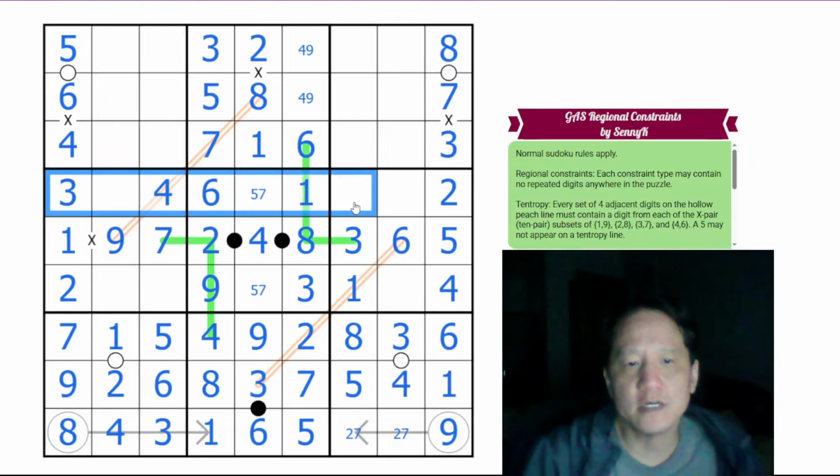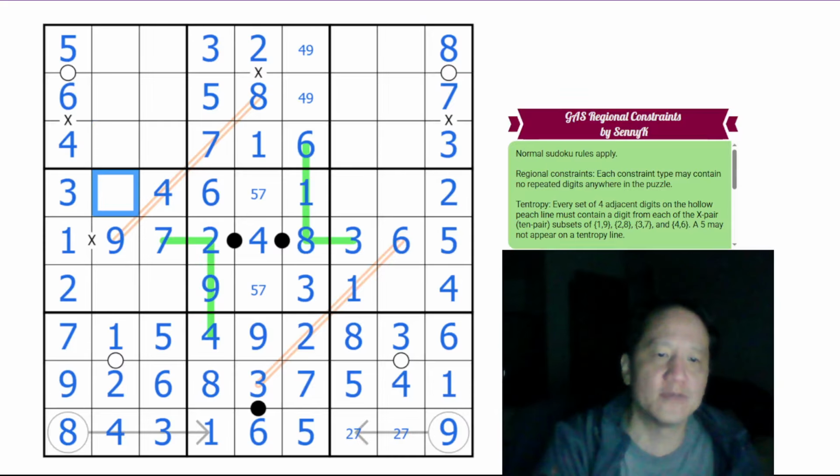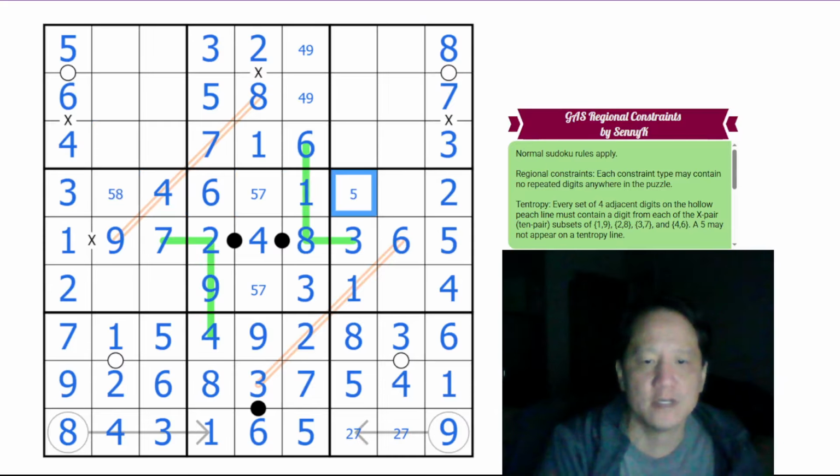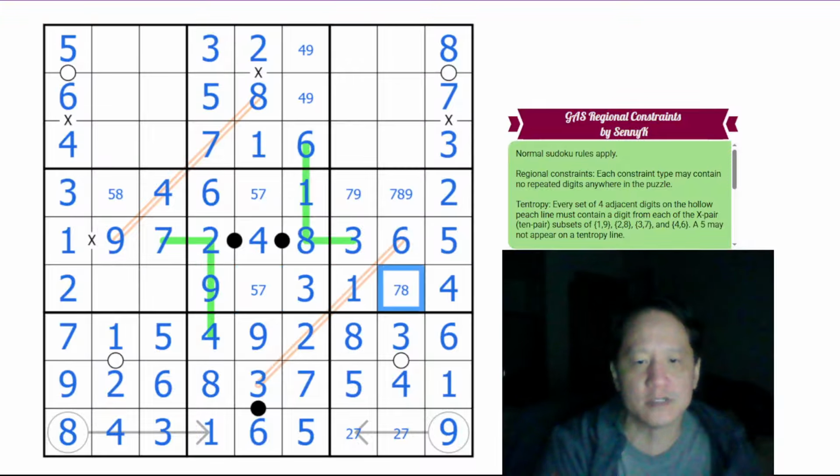Remaining digits of row 4 are 5, 7, 8, 9. And this can't be 7 or 9, so this is 5 or 8. This can't be 5 or 8, so it's 7 or 9. And this can't be 5 because of 5 in the box. That leaves us 7, 8, or 9. Cannot be 9 because of 9 in the row. So this is 7 or 8.